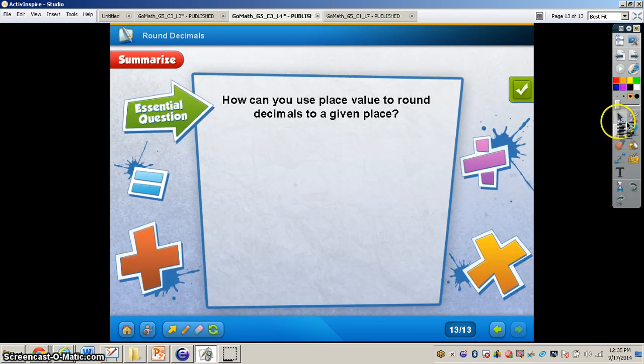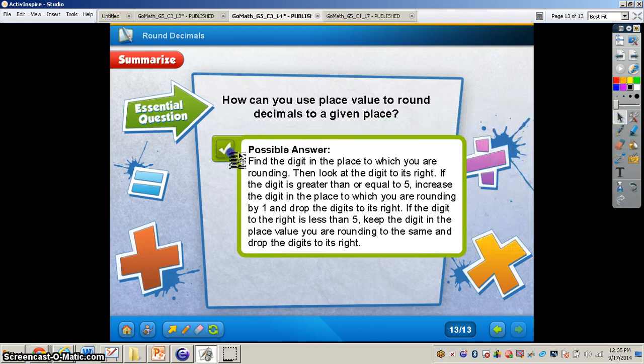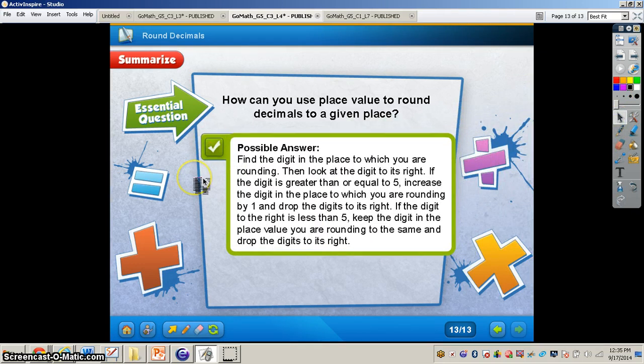Now taking a look at the essential question, we can see how can you use place value to round decimals to a given place. You can see the answer right here on the screen. I want you to read through this, and once you have done that, that will conclude our video. And if you have any questions about rounding decimals, please come and see me.